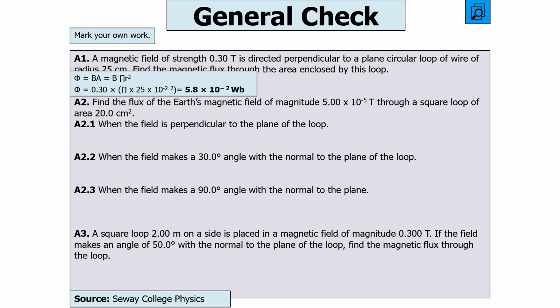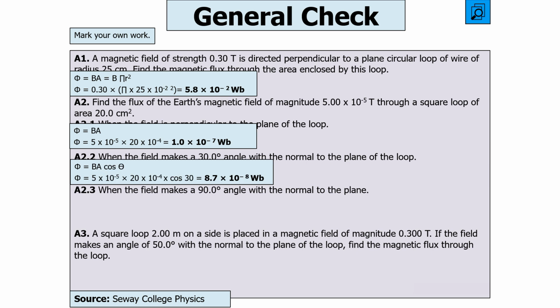Right, in this first one we know that flux is equal to BA, so it equals B pi r squared. Pop in all our values and we get 5.8 times 10 to the minus 2 Webers. In our next question, when it's perpendicular, we don't need to consider cos theta, so phi equals BA, so you get 1 times 10 to the minus 7 Webers.